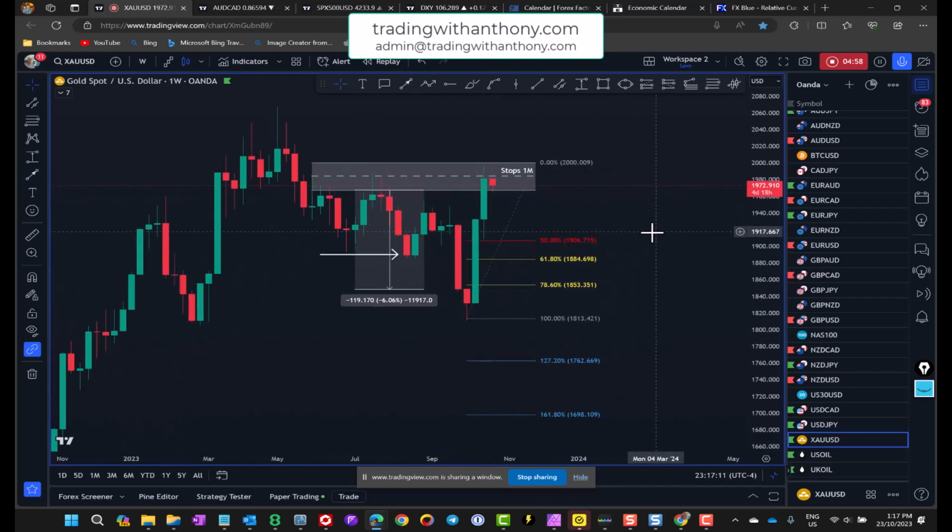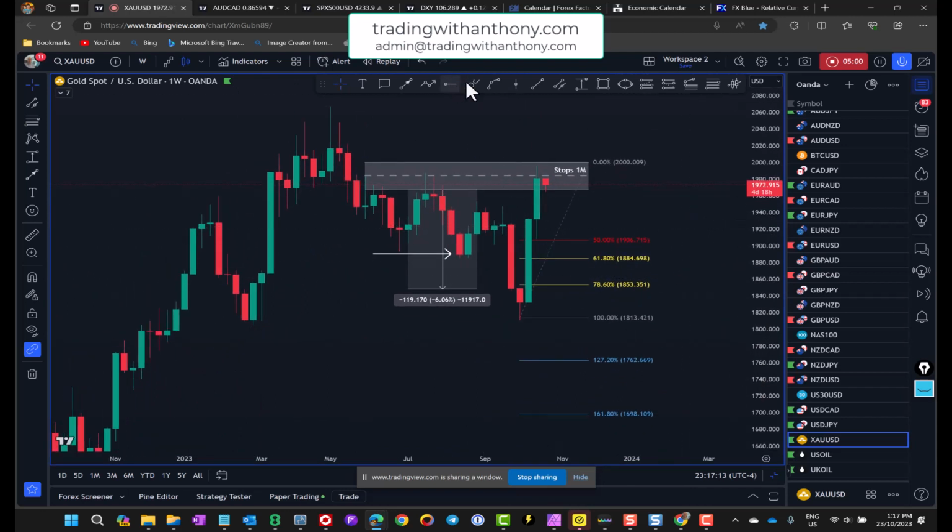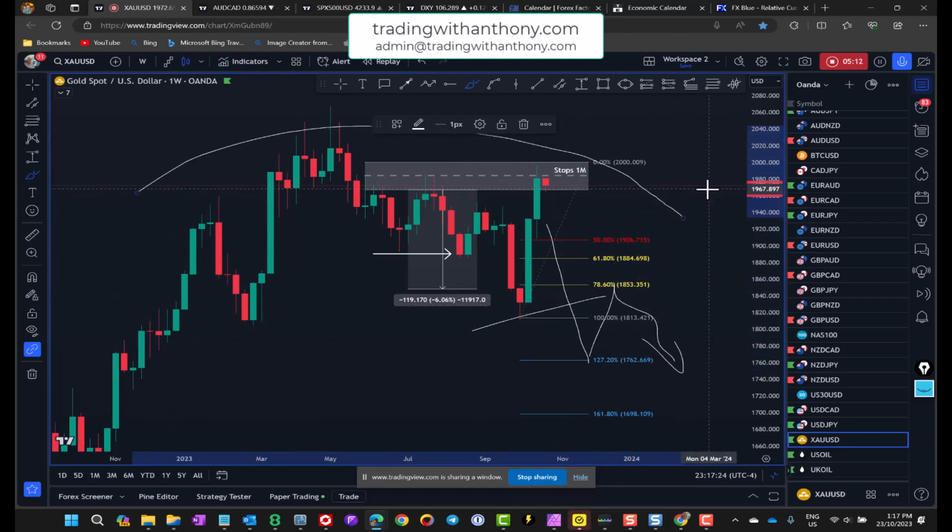Now, for me to be convinced that gold is going to roll over and die, I would have to see a break and retest of this low, and then I would be convinced that we have a trend reversal.